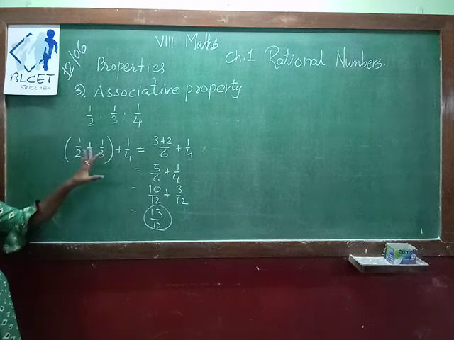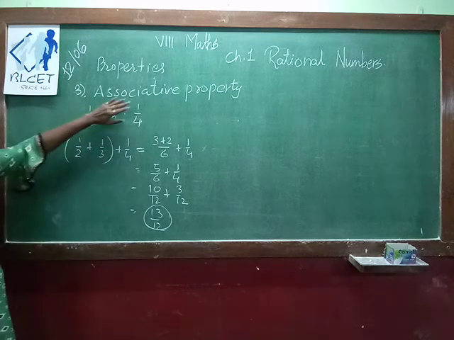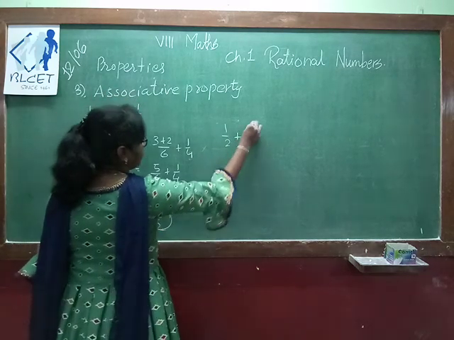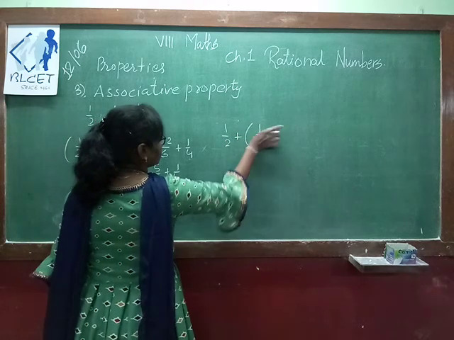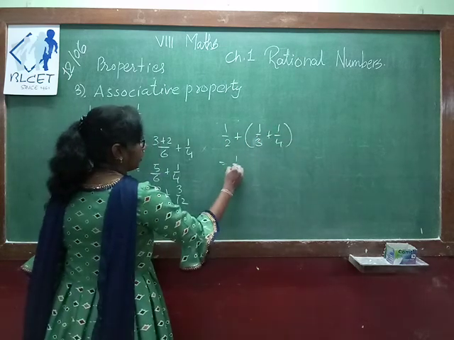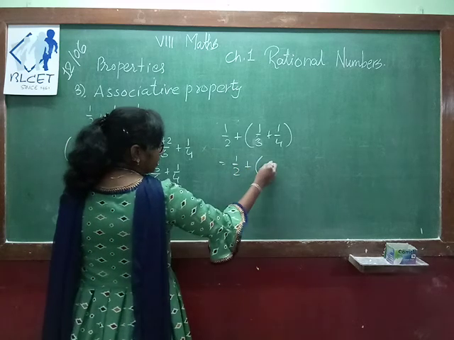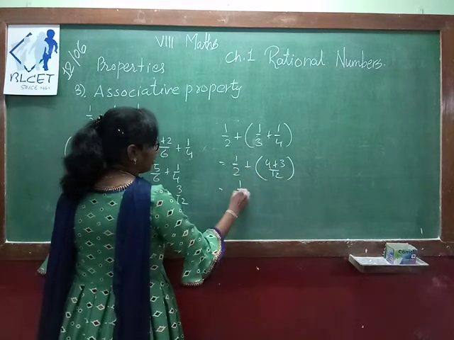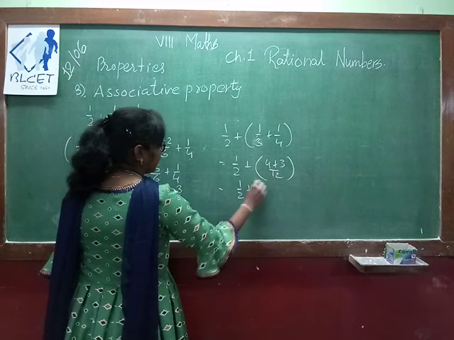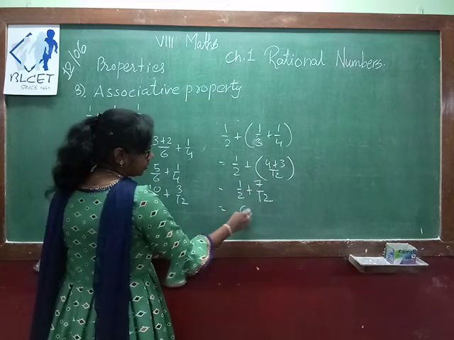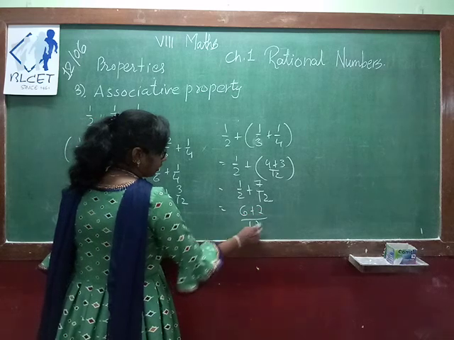Now we regroup again. Now we group these 2 numbers. So let's see what our answer is. 1 by 2 plus, 1 by 3 plus 1 by 4. So this is equal to 1 by 2 plus, this is 4 plus 3 by 12. So 1 by 2 plus 7 by 12. So LCM is 12. So 6 plus 7 by 12. So what is the answer?